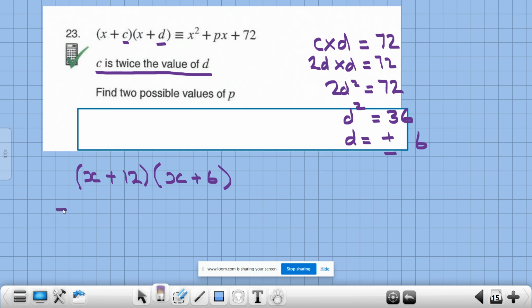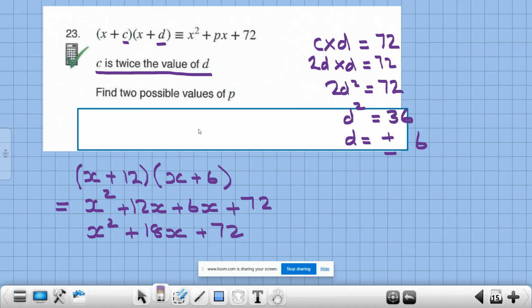And if we work out those brackets, we're going to get x² + 12x + 6x + 72. And joining those two middle terms together, we get 18x. And that is what it's asking here. Find two possible values of p. So there's the first. p is 18.